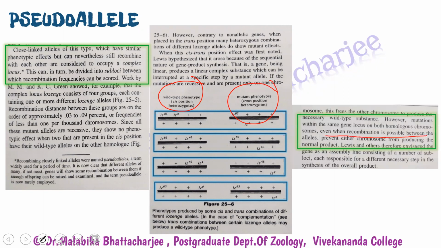Even when recombination is possible between the alleles, if the mutations are present on both the homologous chromosomes within the same gene locus, this presence of mutation on both the alleles is preventing either chromosome from producing the normal product. And with this, our last slide of today's class is the allelic series.